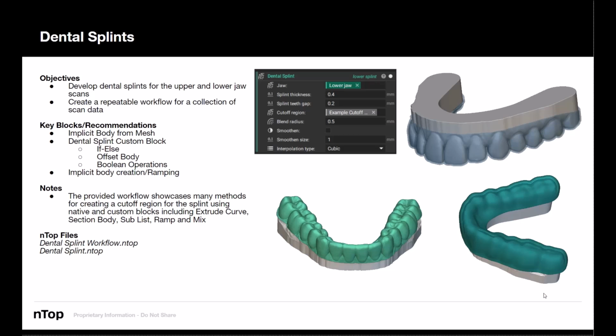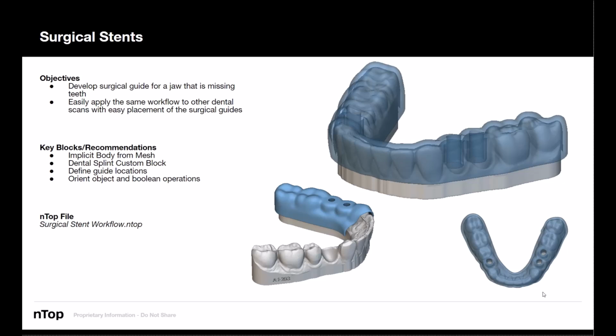And then once we have that custom block, we'll test that out on a workflow, and then we will move on to generating our surgical stents, which will also have that foundation of the custom block for the dental splint that we created. We will go through a workflow to develop a surgical guide for a jaw that is missing teeth and see how this can be applied in different locations, and with different examples. We'll also go through how to label a part as well, as you can see here. And with that, let's get started in the software.